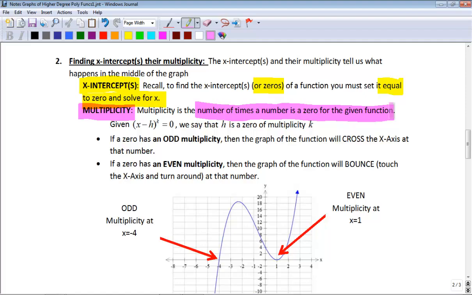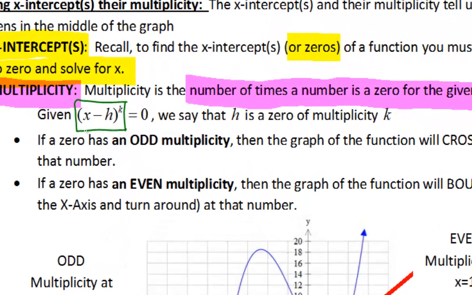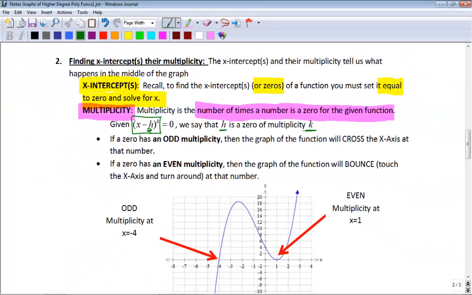So how many times is that a 0? Let's say that I ask you to solve x minus h raised to the k power is equal to 0. Well, what that means is that h is going to be a 0 for this polynomial with a multiplicity of k times. Well, let's explain that a little bit as well. So let's say that I have x minus 1 is equal to 0. If I solve for x, I get that x is equal to 1. Well, what is the multiplicity of this thing? So that means how many times was this a 0? Well, is this raised to any power? No, but I could always raise it to the first power if I wanted to. So this is going to have a multiplicity of 1.